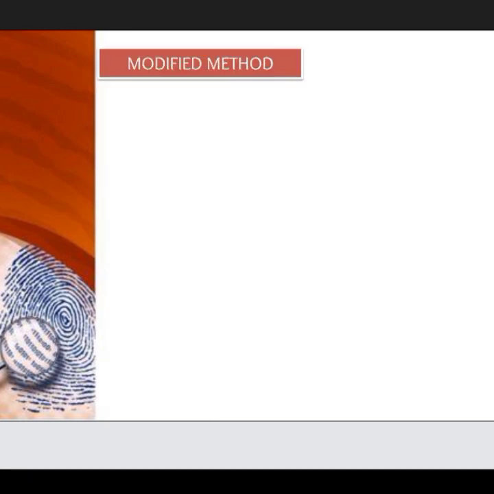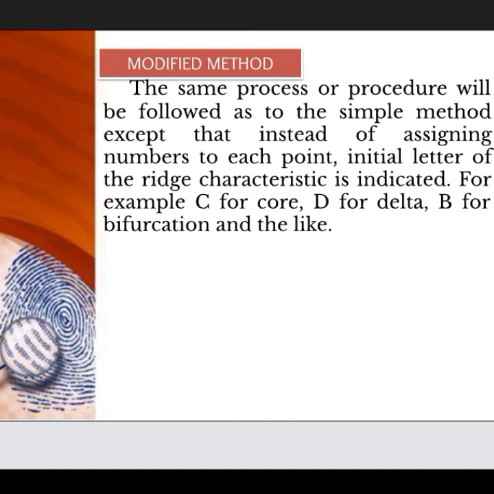B. Modified method. The same process or procedure, except that instead of assigning a number to each point, the initial letter of the ridge characteristic is indicated, for example, C for core, D for delta, B for bifurcation, and the like.